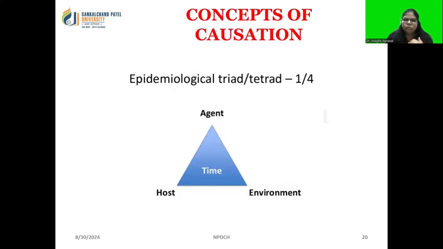So one more concept that came in along with this was the epidemiological tetrad. What do you mean by epidemiological tetrad here? Tetrad means one more thing has been added. That means there are four things which are responsible for that particular disease. The fourth thing which was added to agent, host and environment was time. The time factor was equally important.